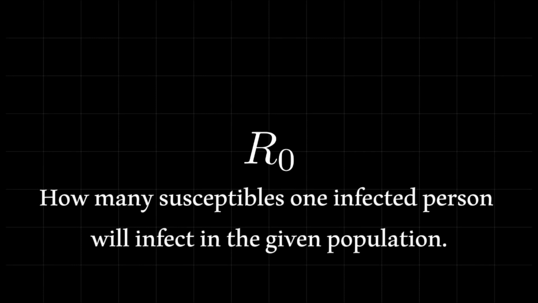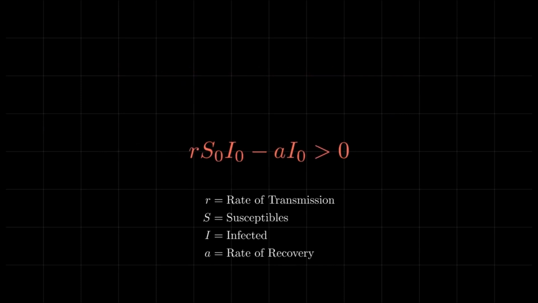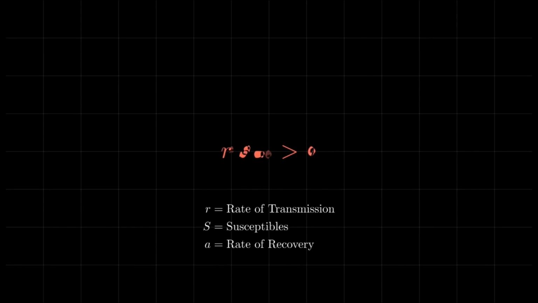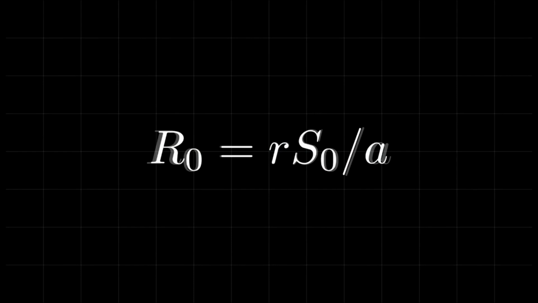It's using R naught. R naught is how many susceptibles one infected person will infect in the given population. To calculate it, we start with the rate of change of infected individuals. We input at time 0 into the equation. Divide I out, add A to both sides, divide both sides by A, and replace the left side with a variable, R naught. R naught is equal to R, the rate of transmission, times S, the number of susceptible people, divided by A, the rate of recovery.